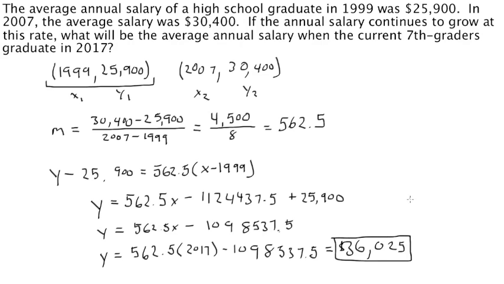So our current 7th graders, if they go straight into the job market after graduating, they can expect to earn on average a little over $36,000. Again, this is a model. This is not necessarily what exactly will happen, but it's a tool that will give us a ballpark idea as to what's going on.